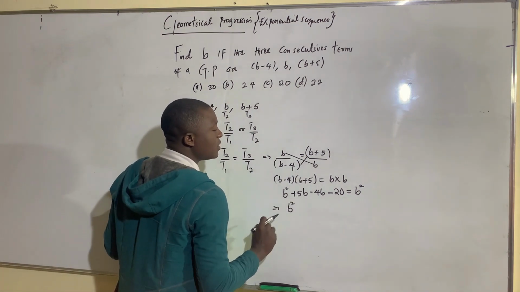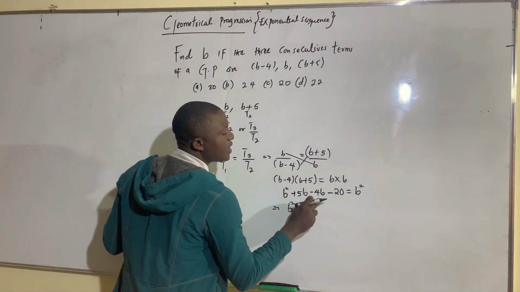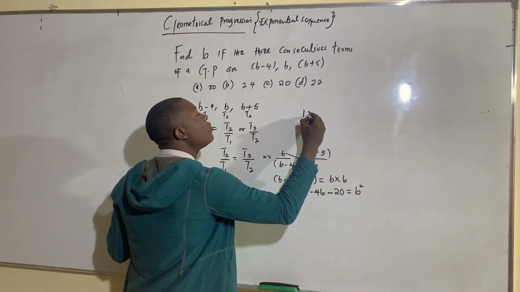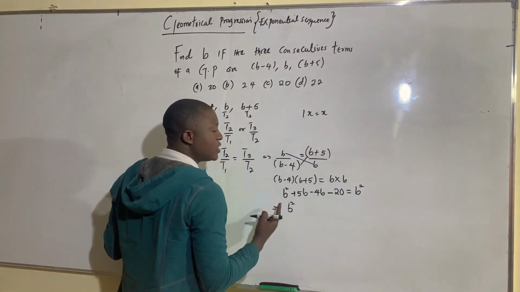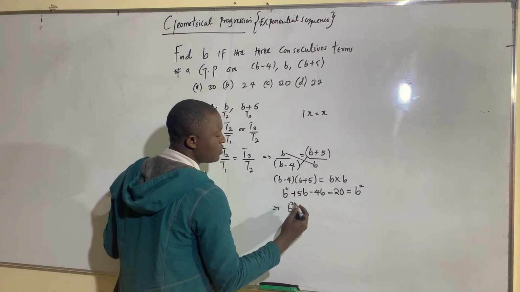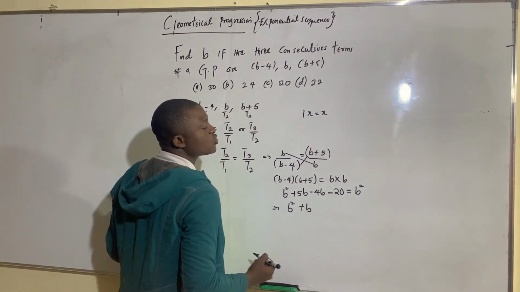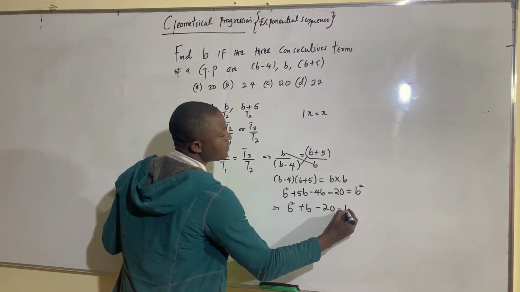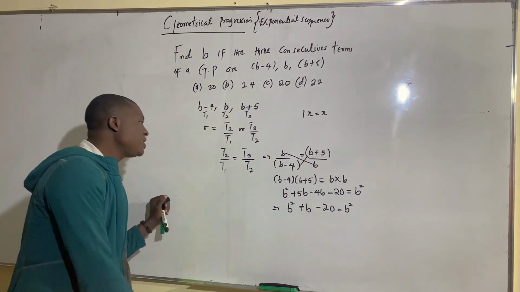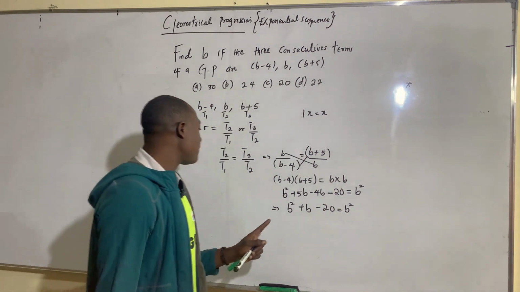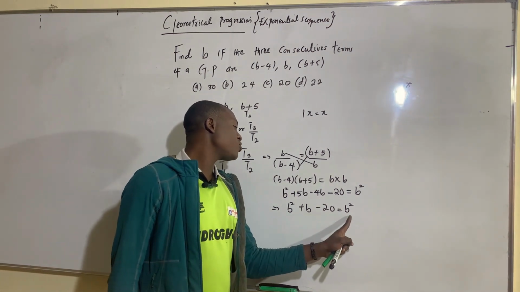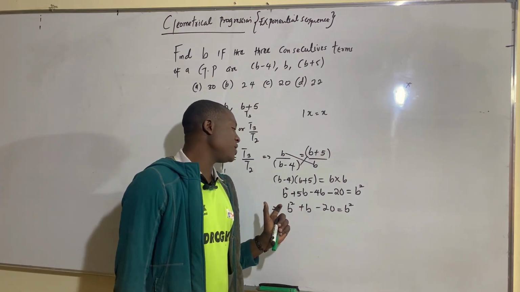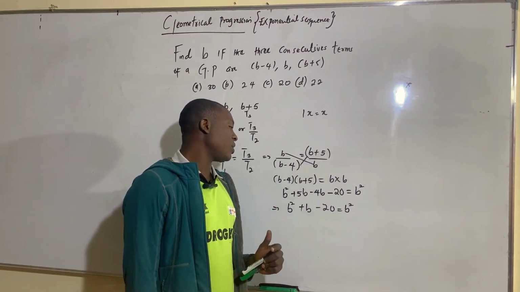Now, let's look at this. 5b minus 4b, we are going to have 1b, and in mathematics, 1x is nothing but x. So 5b minus 4b is just b. Then minus 20, everything is equal to b squared. If you look at both sides, we have b squared here and b squared here. We can use the cancellation law by collecting like terms, that is, bringing the terms with b to one side and the ones without b to the other side.